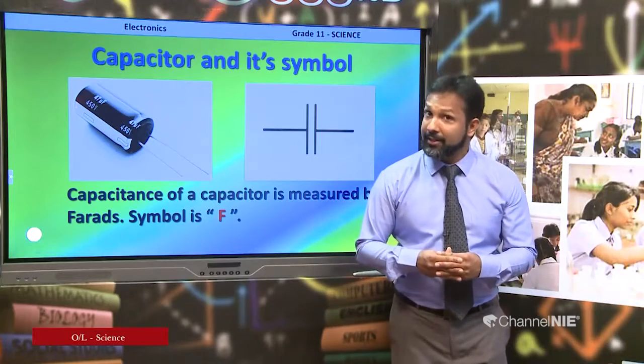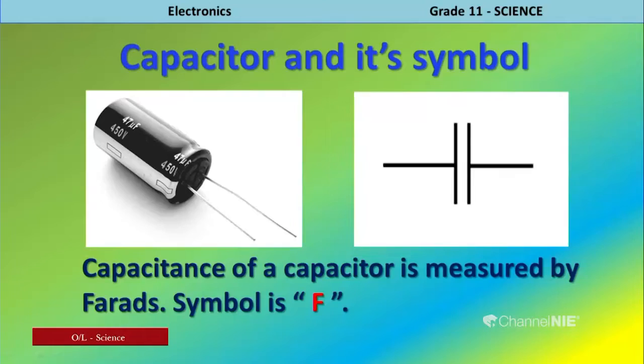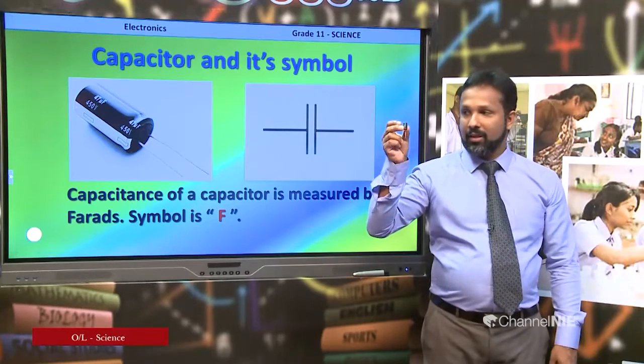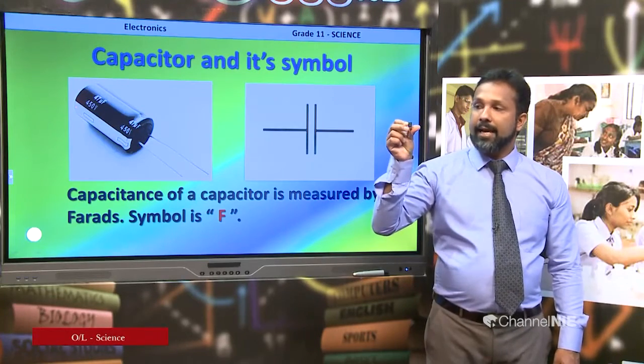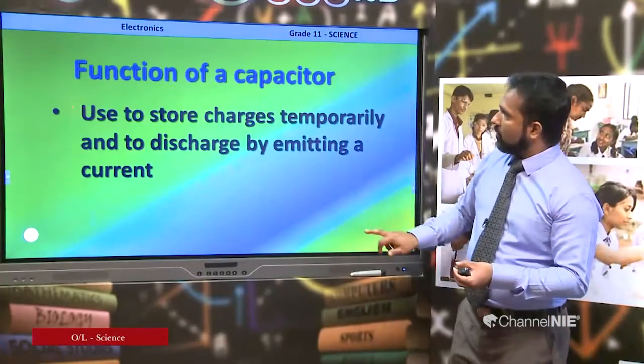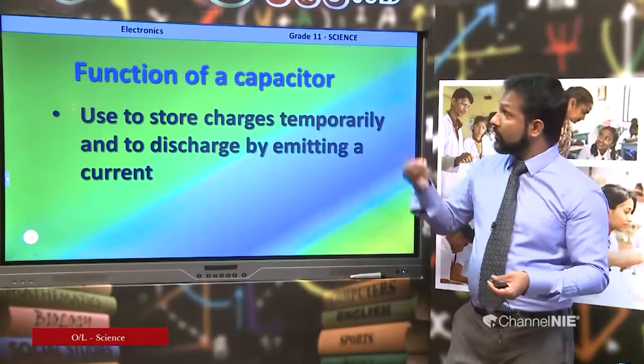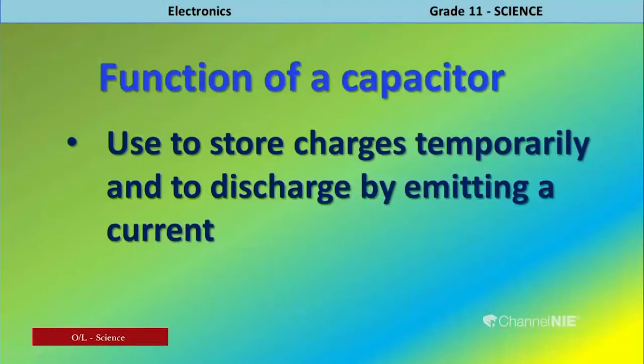Have you ever seen a capacitor? Do you know the function of a capacitor? This is the diagram of a capacitor. This is the symbol of a capacitor. Capacitance of a capacitor is measured in farads. The symbol is capital F. I am going to show you a capacitor. This is a capacitor. A capacitor has two terminals. So, you can identify the function of a capacitor. Capacitors are used to store charges temporarily and also to discharge by emitting current.